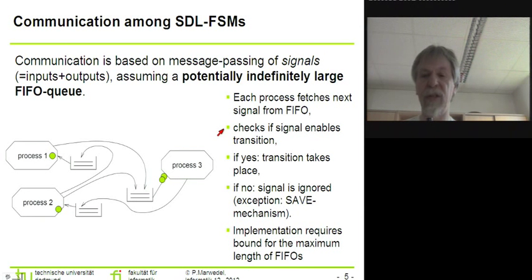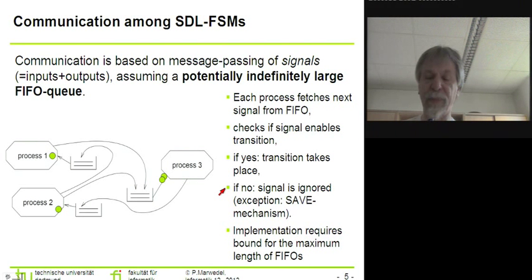We have to check if that entry will enable a certain transition. That means if we have an edge which is labeled with that input. If that's the case, then this transition will take place. If not, that input is just ignored. There is one exception. There is a so-called save mechanism which allows us to keep track of the inputs that were consumed.